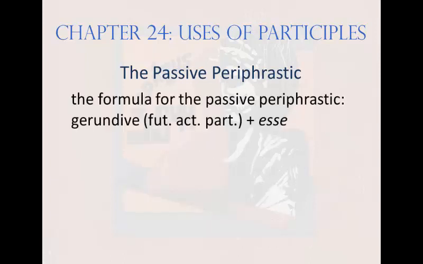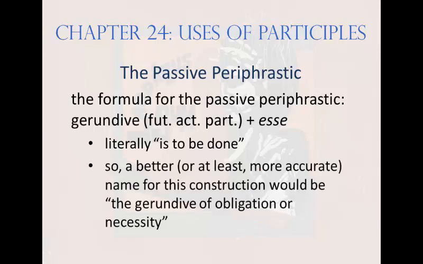The formula for the passive periphrastic is very simple. Take the gerundive, which is just another name for the future passive participle, one of the forms we learned in the previous chapter, and add a form of the verb esse. Therefore, it means literally, is to be done. Thus, a more accurate name for this construction would be the gerundive of obligation or necessity.